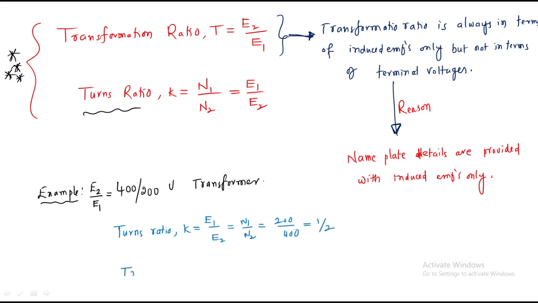What is the transformation ratio? T is equal to 400 by 200. Transformation ratio is 2. So these are the induced EMFs in the transformer, the details mentioned on the nameplate. This is the first observation. Second observation, what is the second observation? This is very most important.